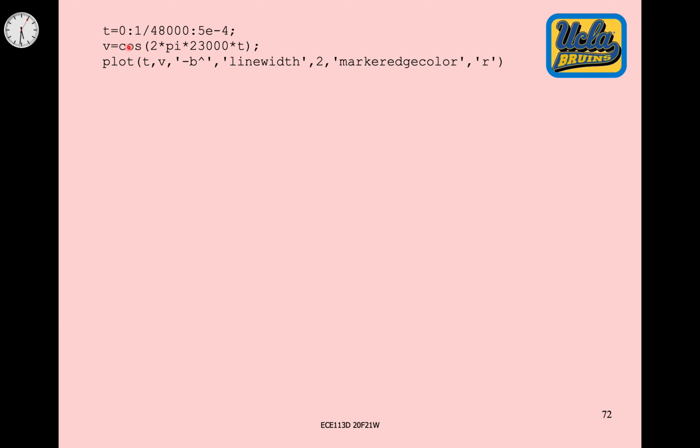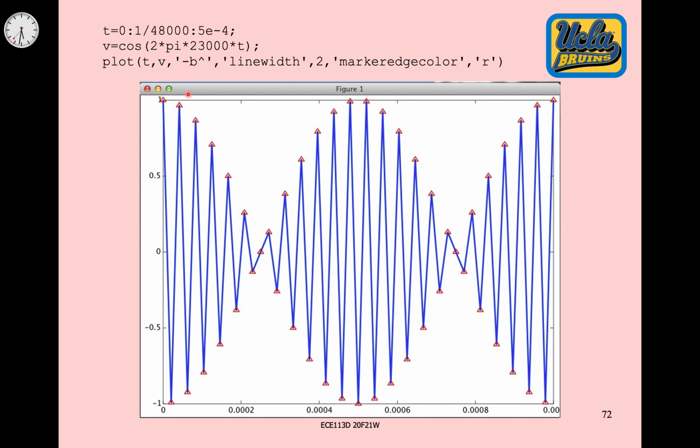And here's the function. It's a cosine function at 23,000. So Nyquist is 24, cosine is 23, and now we're going to plot it out. We're going to plot it with a line width, and we're going to have a red marker edge color. And what does this tell you? This tells you the b means it's going to be blue. The caret means the marker is a triangle. And the hyphen means that we're going to do straight line interpolation between the points. And when we do that, we get this. Again, your amplitude modulated signal.